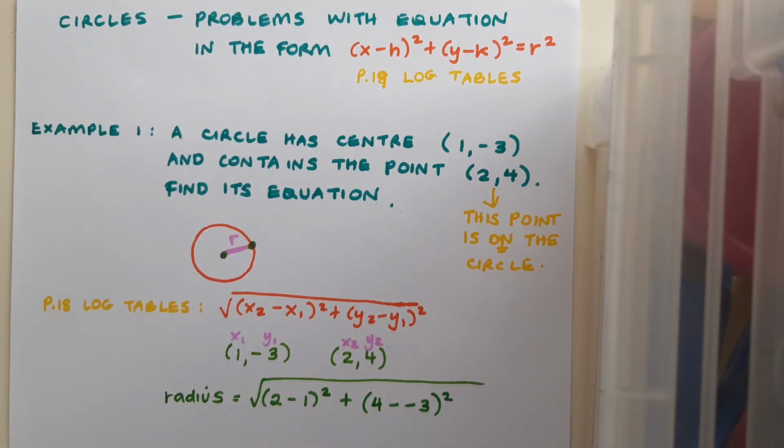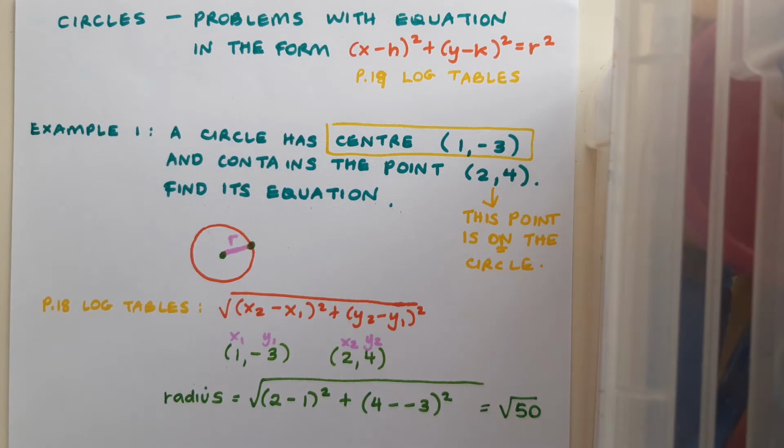I can type this whole thing into the calculator in one go, and that's probably the best plan to avoid making small mistakes that will send the question off. And when I do that, I get root 50. So now I have my two required pieces of information to find the equation. I have the centre and I have the radius.